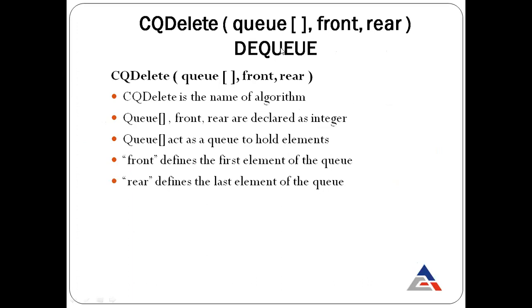And similarly, if I talk about the DQ, that I want to delete an element from circular queue, then CQ delete is the name of the algorithm. Q, front, rear are some of the important variables I have used. Q acts as an array that I have used to create a queue. Front defines the first element and rear defines the last element.